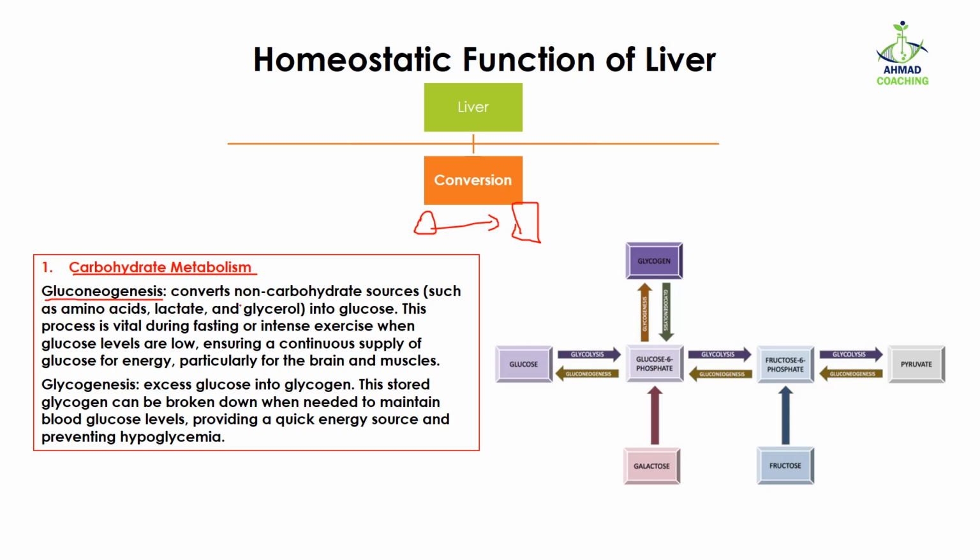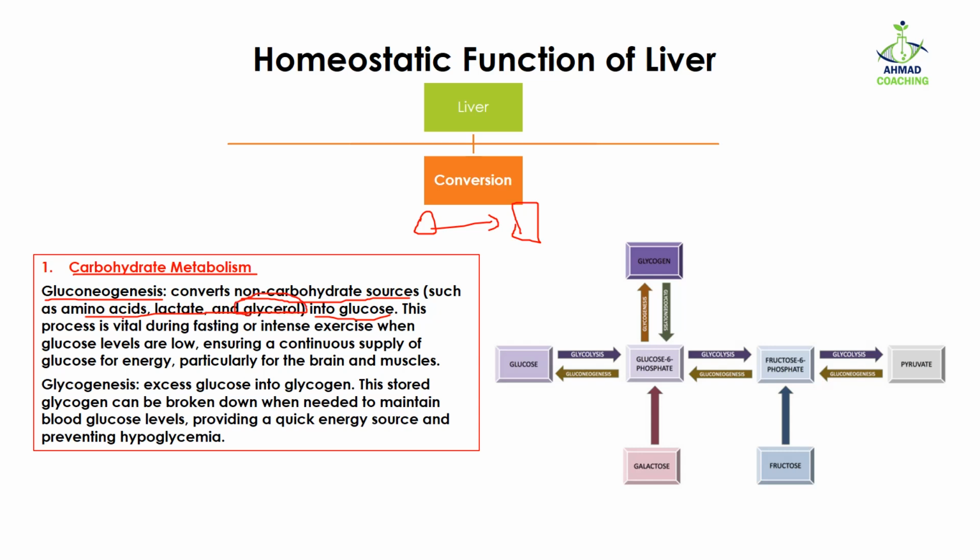Gluconeogenesis is a process which converts non-carbohydrate sources, meaning sources other than carbohydrate, which include amino acids, lactate and glycerols, into glucose. In the last slide, we studied that triglycerides are broken down into 3 fatty acids and 1 glycerol. Fatty acids are used for the energy, but what will happen with the glycerol? That glycerol is converted into glucose.